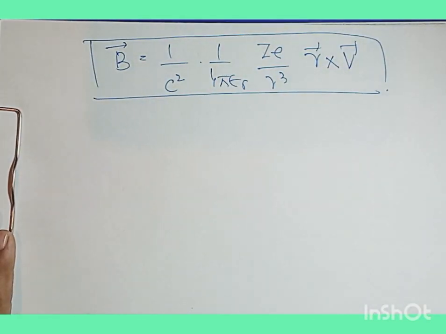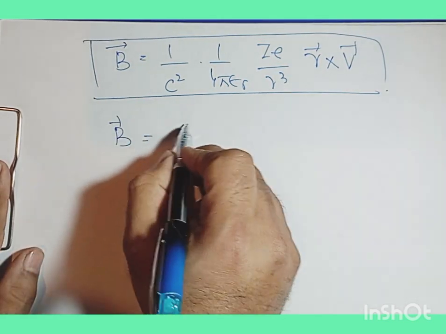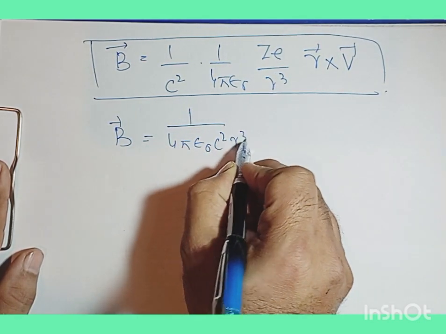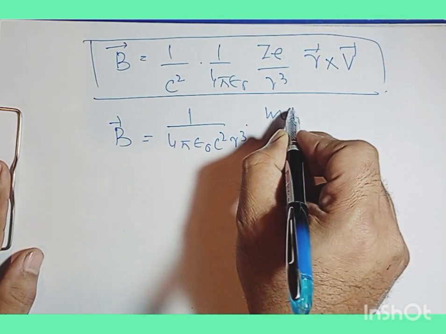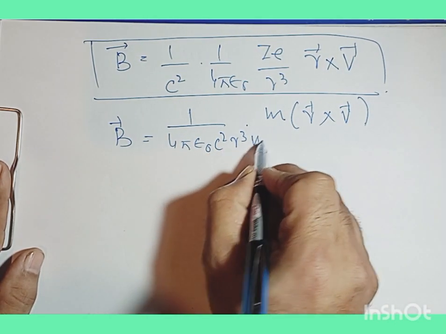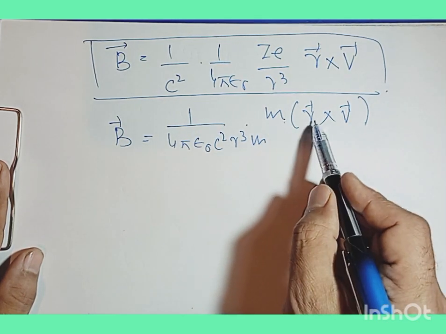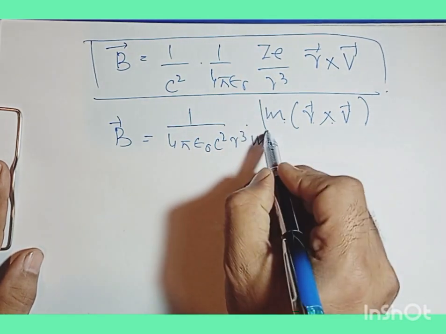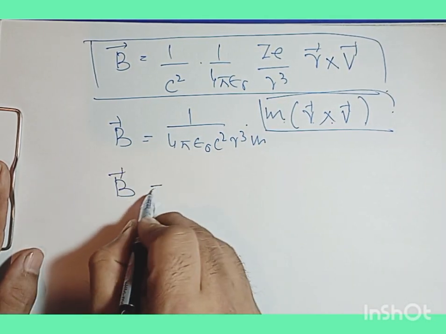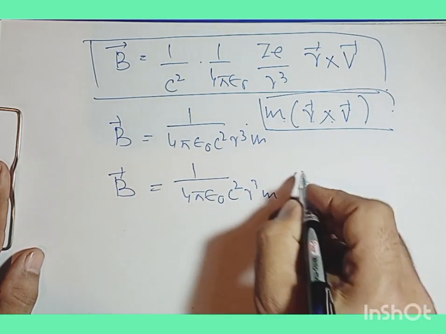Yeah, that should be the case. Now, I can write this magnetic field as 1 by 4 pi epsilon naught c square R cube, and here I'll have m R cross v. I have multiplied and divided by m. This m R cross v gives me the measure of the orbital angular momentum. So this B, the magnetic field, is 1 by 4 pi epsilon naught c square R cube times m, and then L vector.